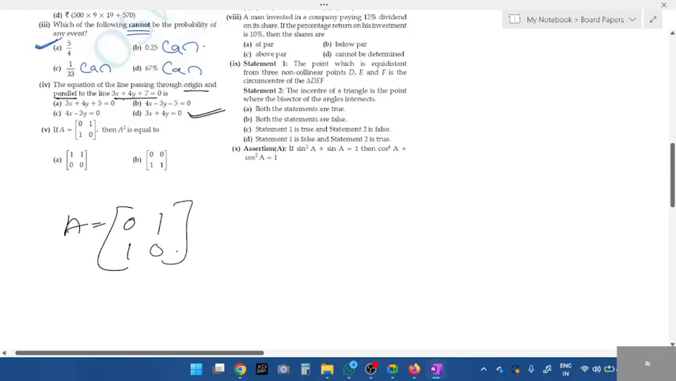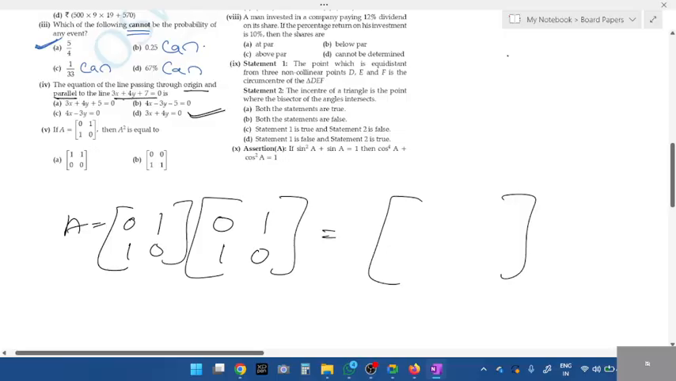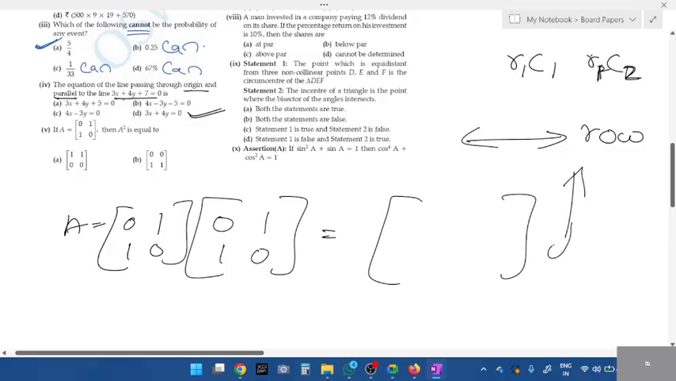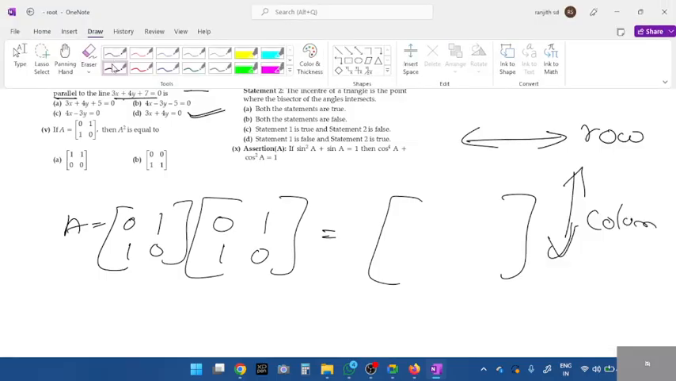What is A square value? How many times do you have to multiply? Twice. What's the answer? What's the formula I've given, students? R1 C1, next R1 C2. Right? This is row. Row is the flat line, and the vertical line is column. This is column. Okay, row and column.